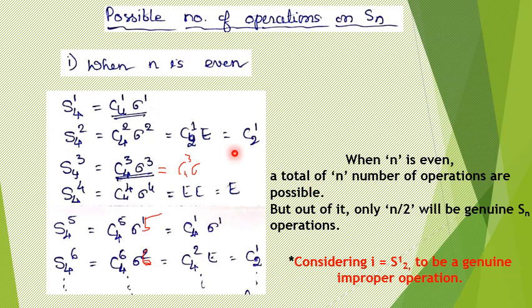When n is even, a total of n operations are possible on that particular improper axis. But you see now, out of these 4, this resulted in E, identity, which has already been considered. So I cannot call this S44 a new operation, because for any molecule, identity is considered a separate operation. So S44 is equal to E. Therefore this is not a genuine improper rotation operation, and it will be covered by some other operation.